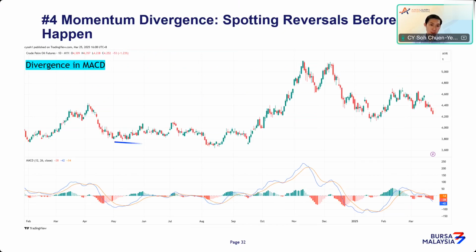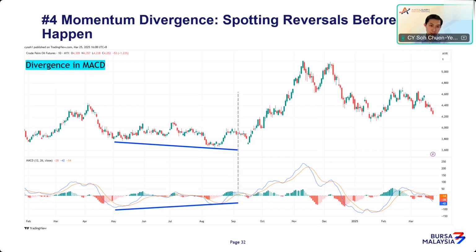Here you can see, for example, divergence in MACD: on top, your price is getting lower, whereas if you look at the longer term, you can see your MACD is having higher lows. This indicates a potential reversal of the downtrend, and there would be the beginning of an uptrend. This is what we call a bullish divergence.